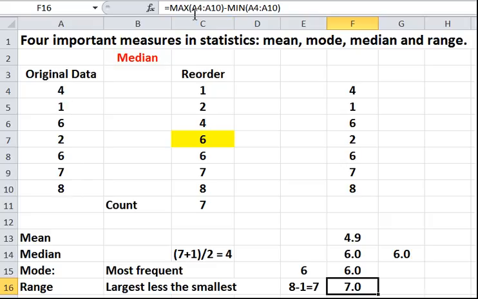So it's the maximum minus the minimum. The maximum is 8, minus the minimum is 1. 8 minus 1, down here, 7. So you can use Excel to work out the basic statistics very, very simply. Sometimes, however, the data is grouped.